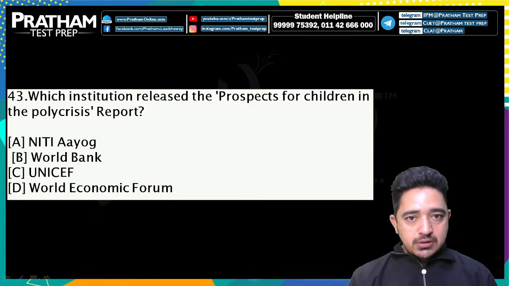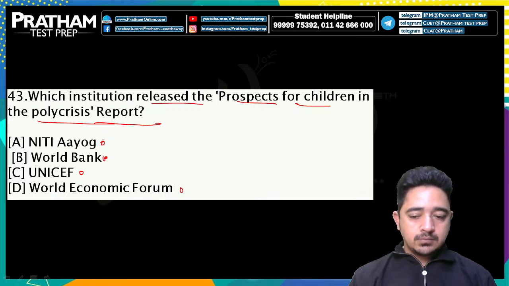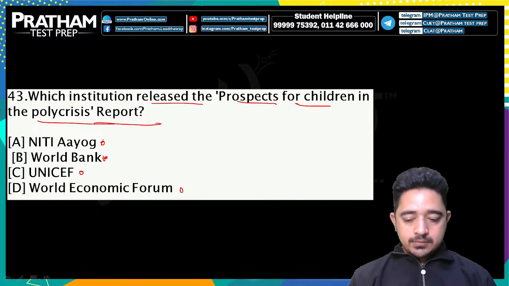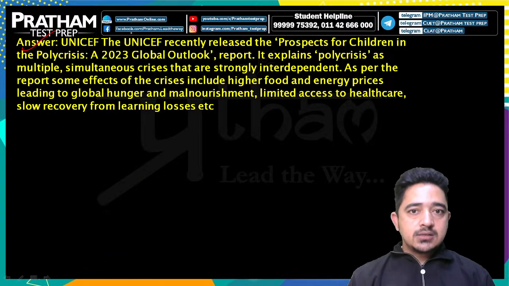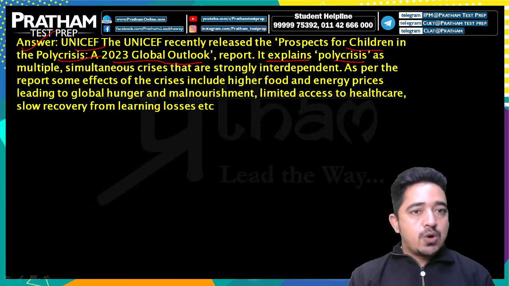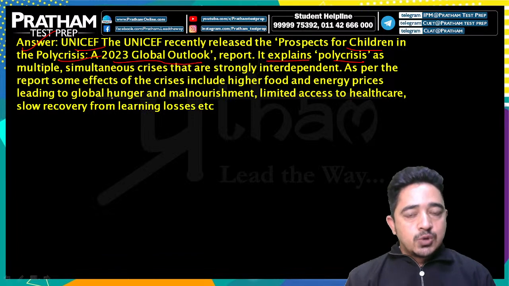Next one. Which institution released the Prospects for Children in the Polycrisis report? NITI Aayog, World Bank, UNICEF, or World Economic Forum. UNICEF, C. So yes, C is the right answer. Well done, Riddhi. UNICEF recently released Prospects for Children in the Polycrisis: A 2023 Global Outlook report. It explains polycrisis as multiple simultaneous crises that are strongly interdependent. As per the report, some effects of the crisis include higher food and energy prices leading to global hunger and malnourishment, limited access to healthcare, slow recovery from learning losses, etc.